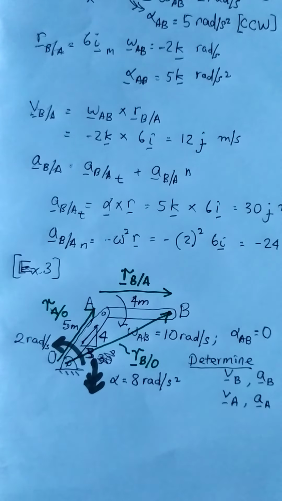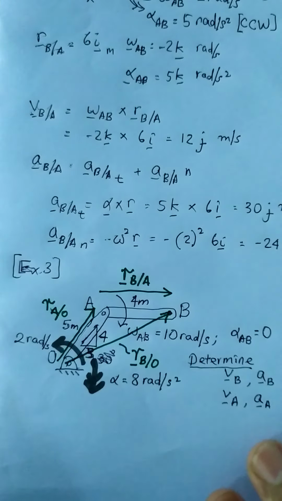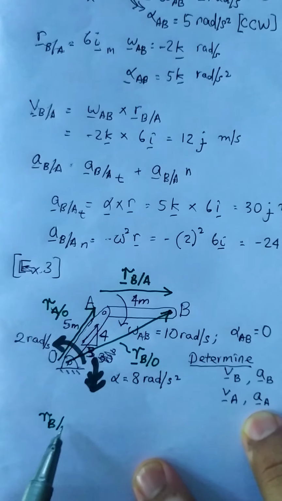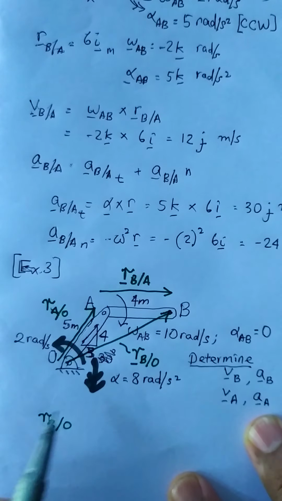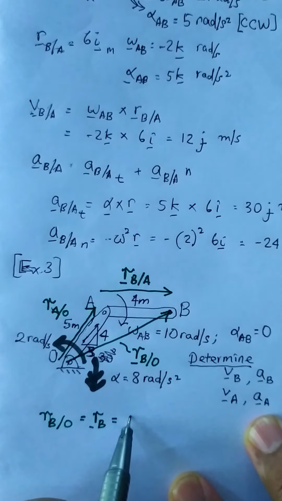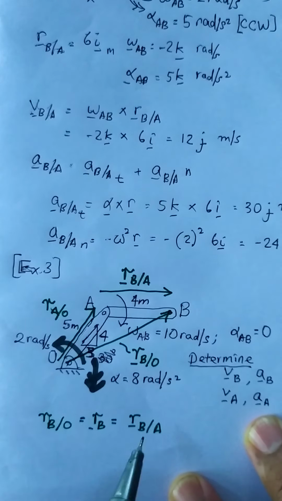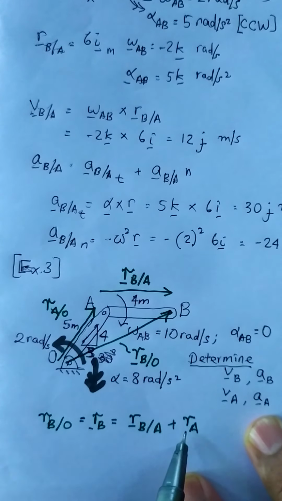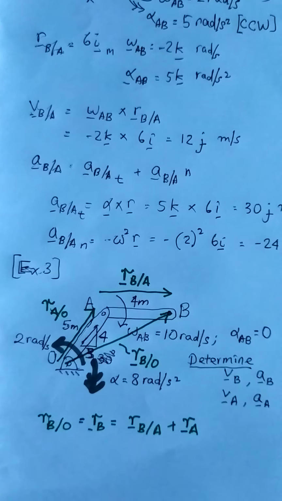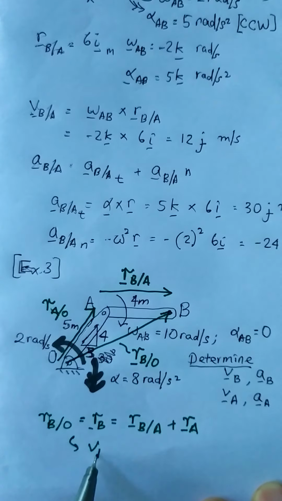If you remember from the first lecture related to the kinematics of particles, we can now write the position vector of B relative to O. Remember, because O is not moving, it is fixed, we can treat it as absolute. So position vector B is equivalent to position vector B relative to A plus position vector A relative to O. And O is fixed, so I will not write A slash O. And from there you can write the velocity equation.